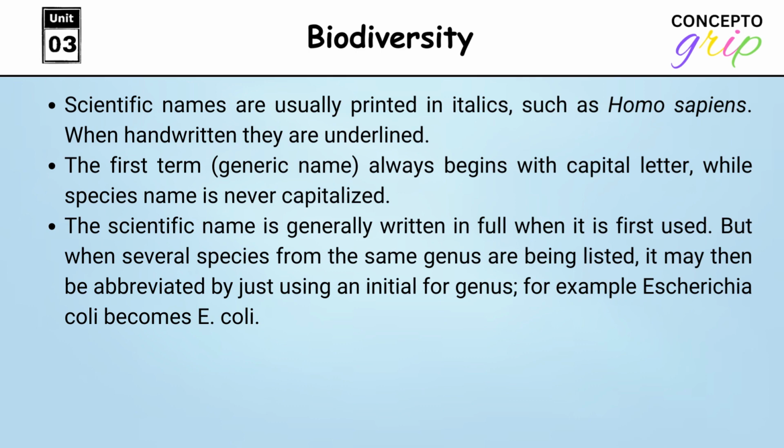The scientific name is generally written in full when it is first used, but when several species from the same genus are being listed, it may then be abbreviated by just using an initial for genus. For example, Escherichia coli becomes E. coli.